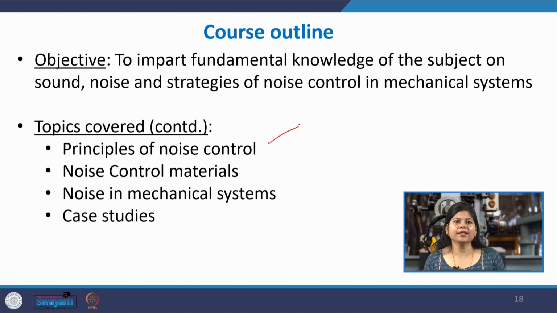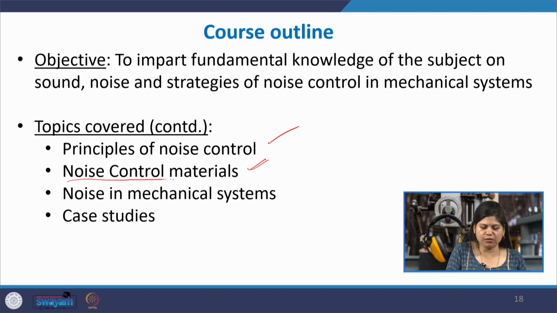Then, once all the fundamentals related to noise and sound are clear, we will go ahead and establish the general principles for noise control, and discuss the various classifications of strategies such as active noise control and passive noise control. Because I am a passive noise control researcher, we will go in depth into passive noise control strategies. Passive noise control involves the use of materials to control noise, so we will discuss these various noise control materials.